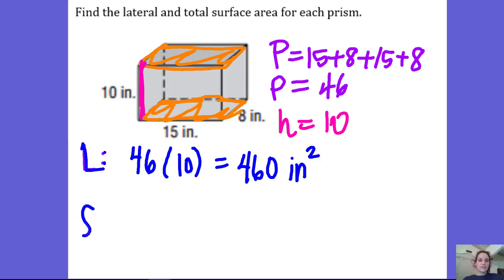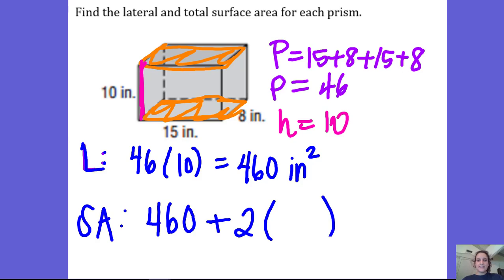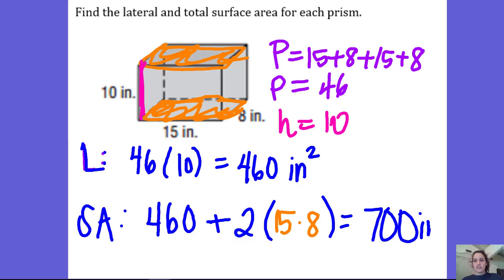And so then for your total surface area, I'm just going to take that lateral surface area and add the two bases. So the area of the base is just 15 times 8. And I have two of those. I have the bottom rectangle and I have the top rectangle. So I'm just going to add 2 times 15 times 8, which is 240. Sorry, I'm just adding that to my lateral surface area to get my total surface area to be 700 inches squared.